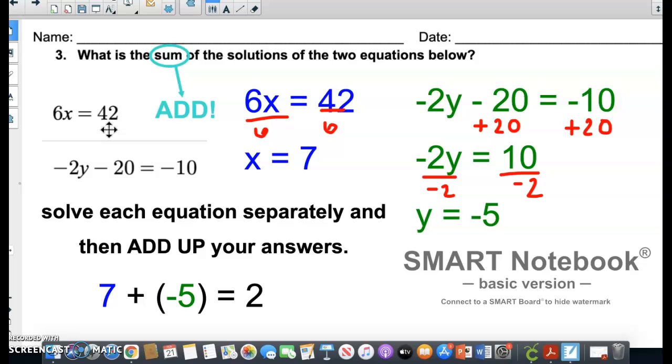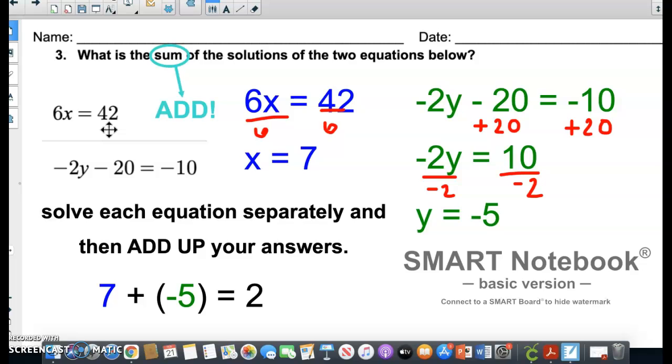Number 3 said, what is the sum of the solutions of the two equations below? So here are the directions. You had to figure out what it was asking you. We know this word sum means we're going to add. So we have our two equations, 6x equals 42, and then our second equation is negative 2y minus 20 equals negative 10. These are two separate equations. What we need to do is solve each one separately and then add up our answers because we need to find the sum of the solutions of the two equations below.